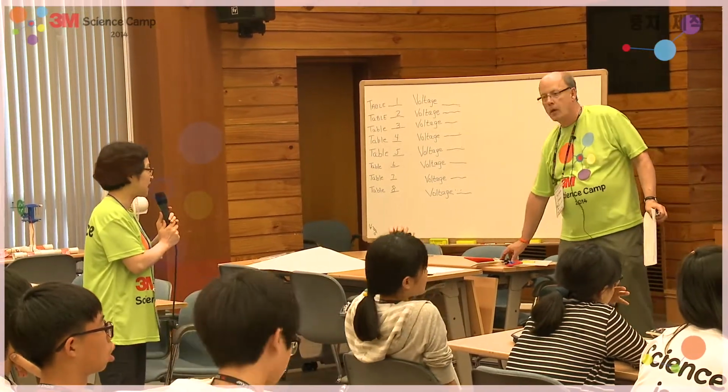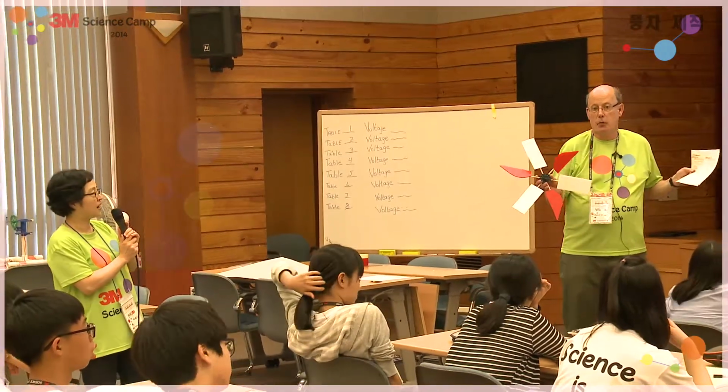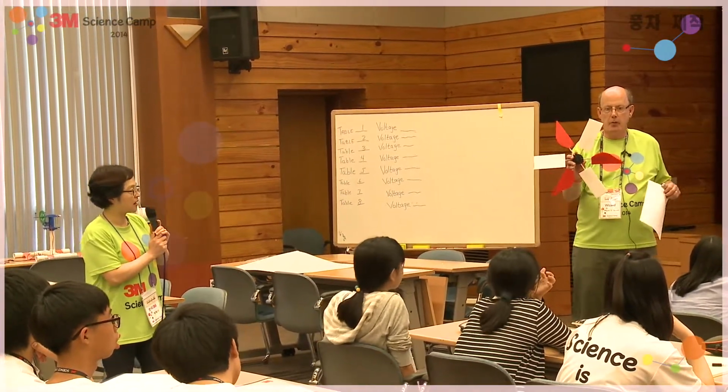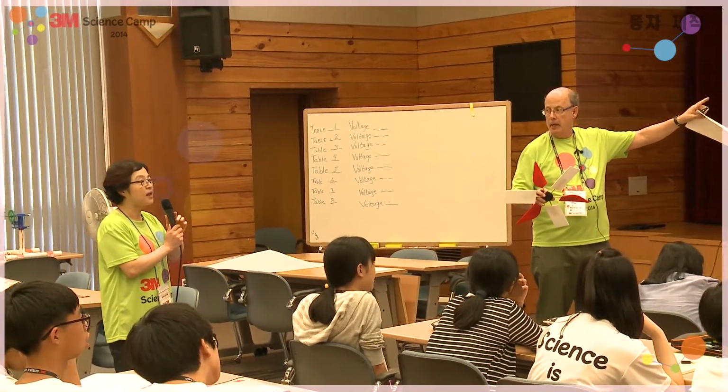Okay. So you would try out, let's say you would like to try out 3 blades or 4 blades. So you would try out 3 blades and 4 blades and record your data here.